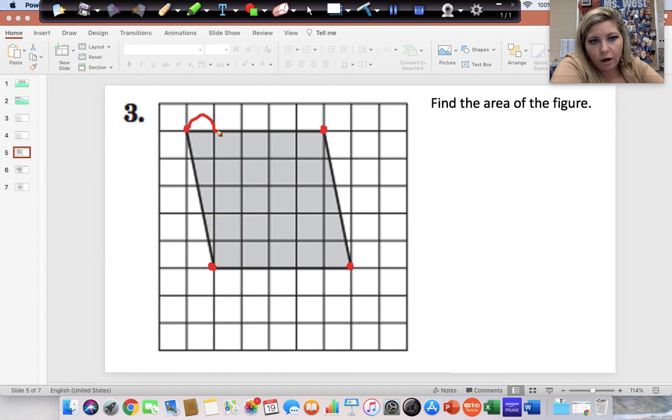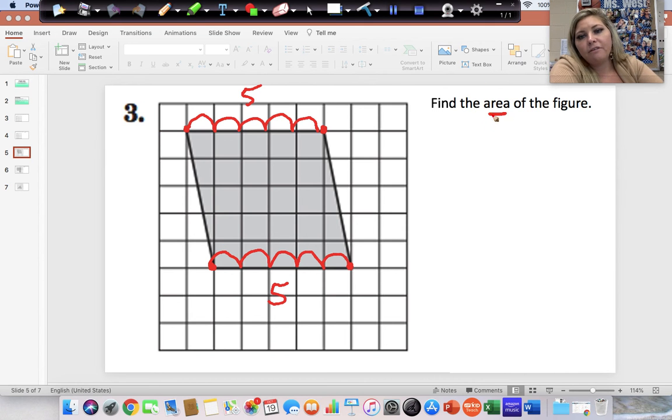So 1, 2, 3, 4, and 5. And the bottom would be the same. 1, 2, 3, 4, and 5. Now, we cannot count the sides here, which is why we're only finding the area for this one, because you cannot count a diagonal side here. You can't count this as like, oh, this is half a square. Do you know what I mean? You can count the height, but the way we count the height is from the bottom to the very top, and it has to be a right angle.